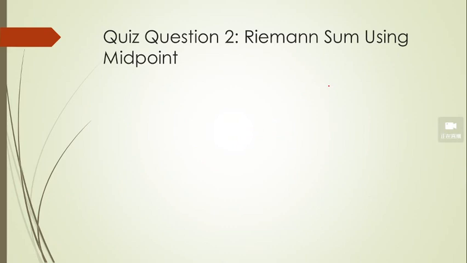Question 2. The Riemann sum using the midpoint. Again, we can use this example. We did the right endpoint, from 0 to 1. Riemann sum using the midpoint, we can call it M4. Now let's write those first.